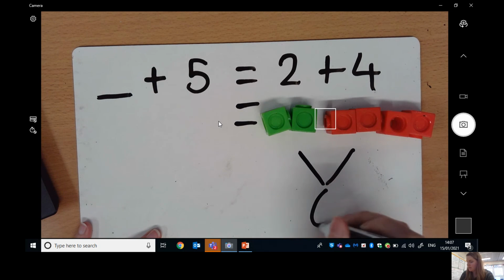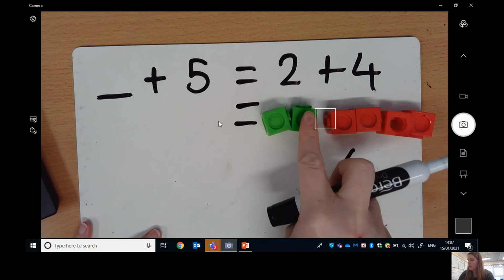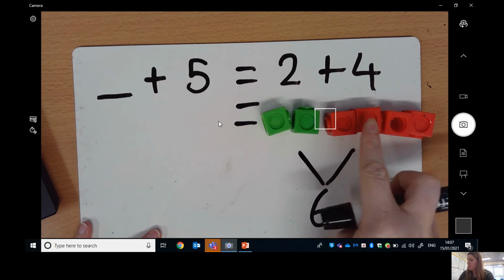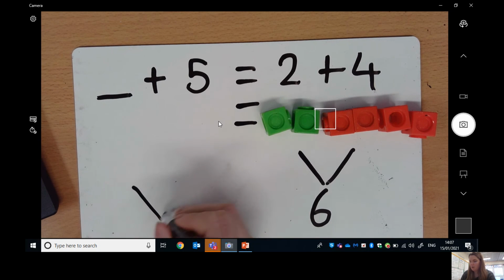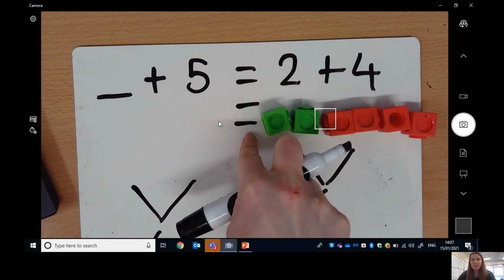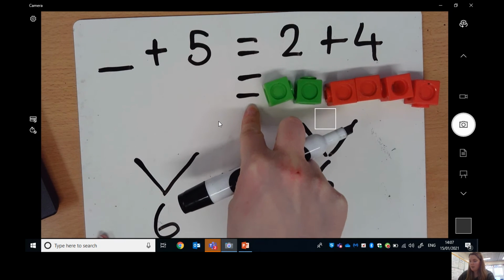Absolutely. 2 plus 4 makes 6. If you weren't sure, you could count on from 2: 2, 3, 4, 5, 6. So what should this answer code to? 6, because we've got the equal sign here, which means it needs to be exactly the same sum.